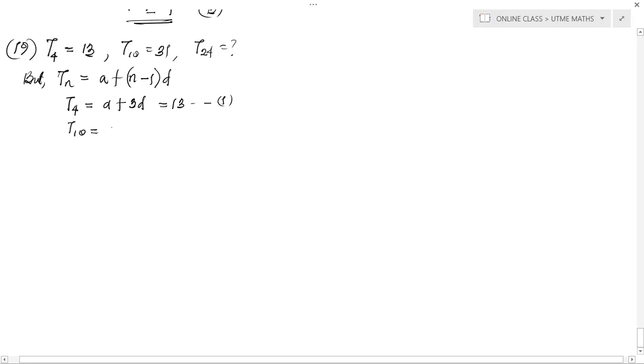Then you go to T10. n is 10 now, giving A plus 9d, since 10 minus 1 is 9, and that is equal to 31. This is equation 2. Then subtract: equation 1 minus equation 2. A minus A is 0, and 3d minus 9d is minus 6d, equals 13 minus 31, which is minus 18. So d is equal to minus 18 divided by minus 6, and d equals 3.